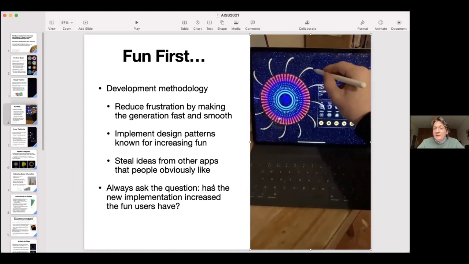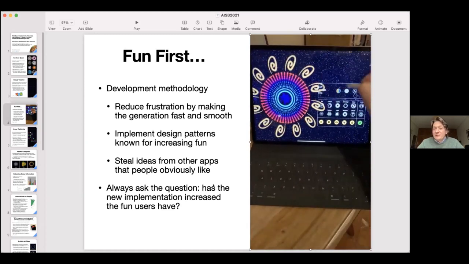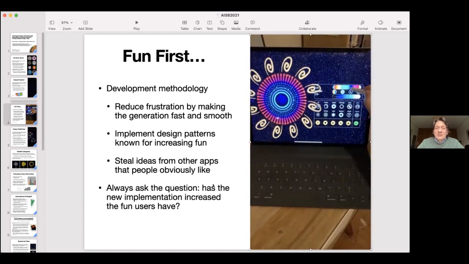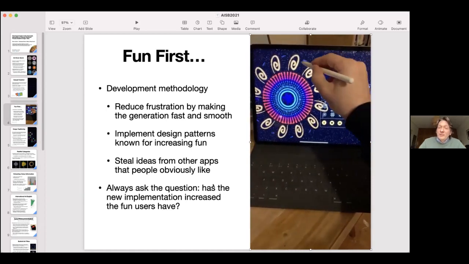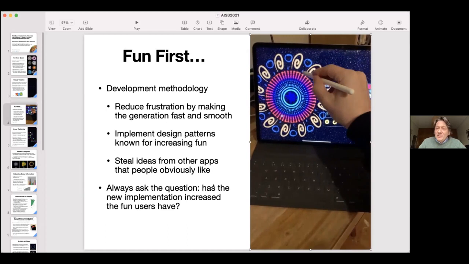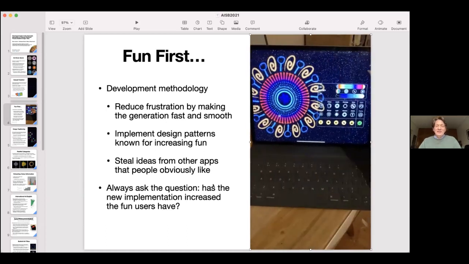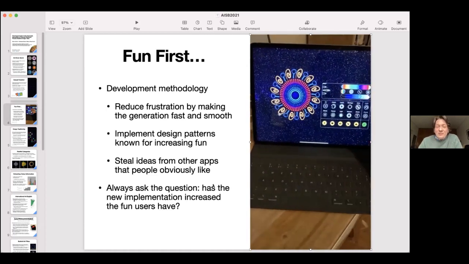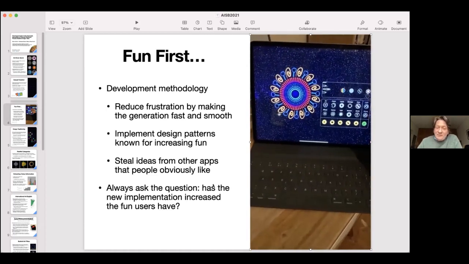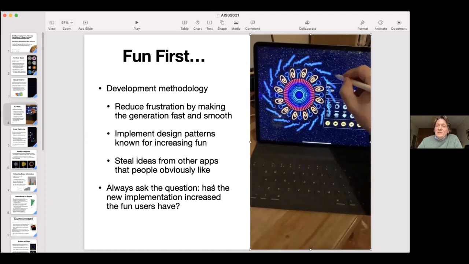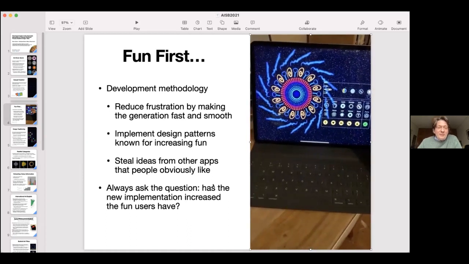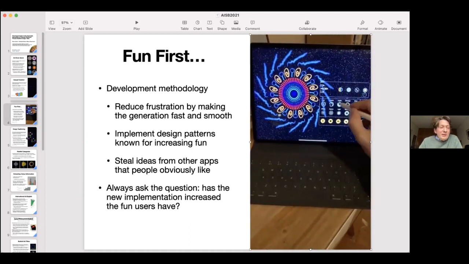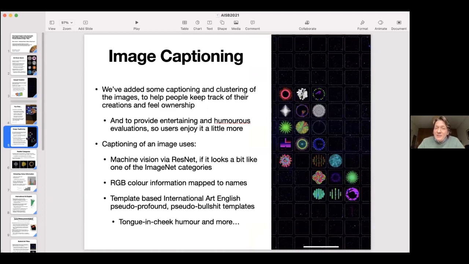So here is symmetrical mandala generation, and you can see that adds to the fun with any luck. Later on in this video, which I won't show you because I'm running out of time already, you'll see that I involve some liquefaction and so forth. My idea has been to always ask the question: has the new implementation, the new functionality, increased the fun that users have? Okay, so what I'm looking at today is image captioning.